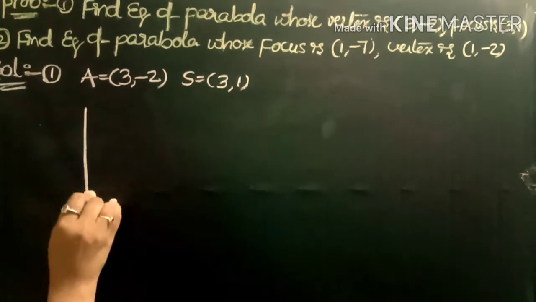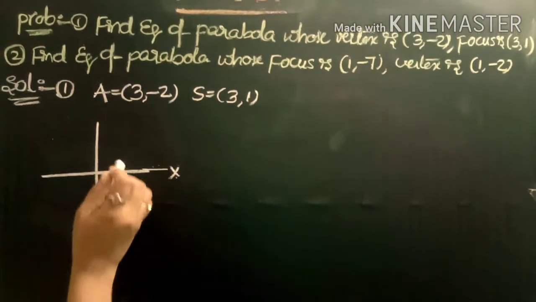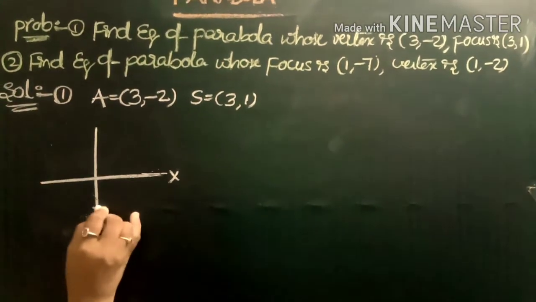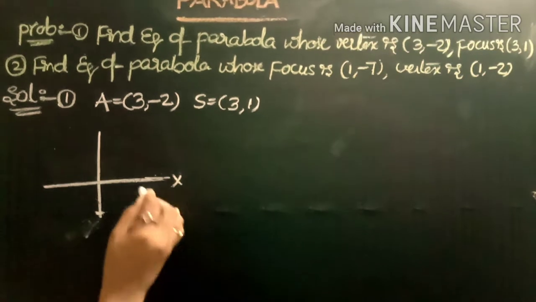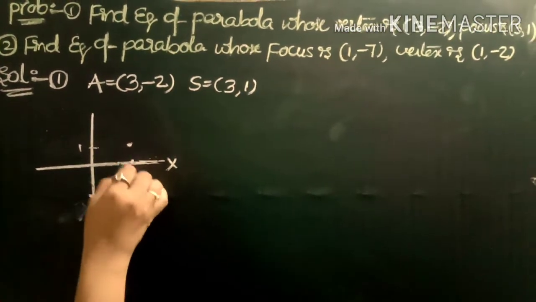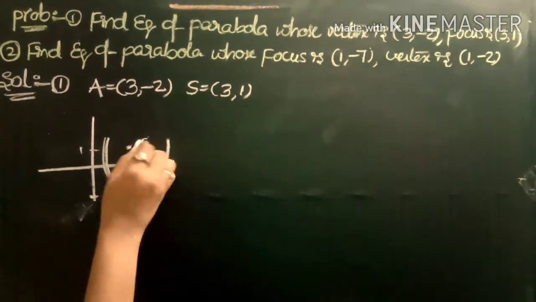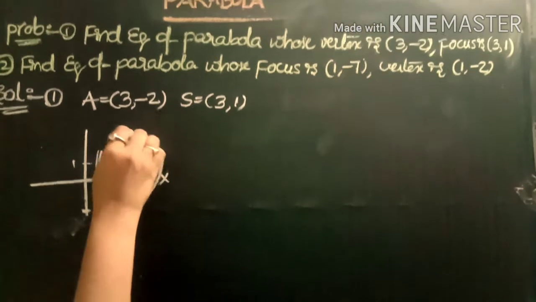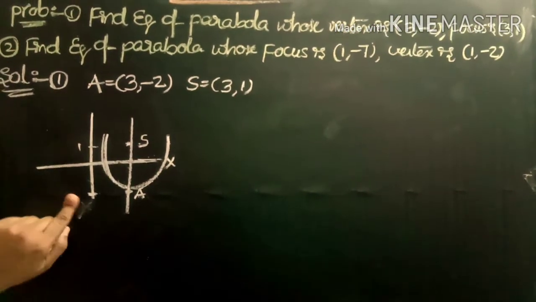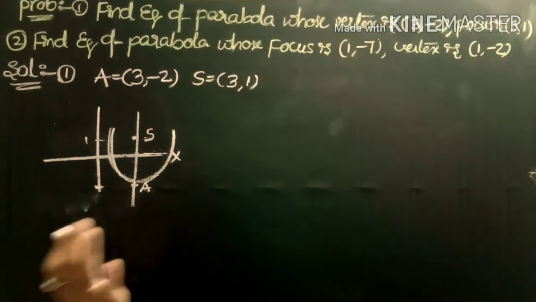Now first we draw the diagram, the x-axis and y-axis. First point (3, -2), this is the vertex. And next point (3, 1), this is the focus. Now what is the equation of the parabola? Vertex, focus, this is the axis of the parabola and this is the shape of the parabola. Clearly from this diagram we can say that the equation of the parabola is (x minus h) whole square is equal to 4a into (y minus k).